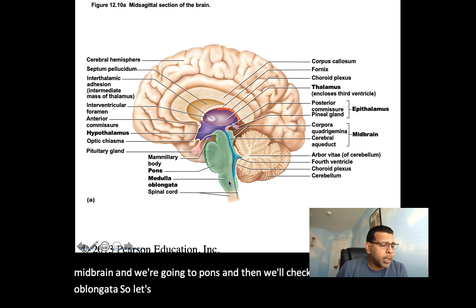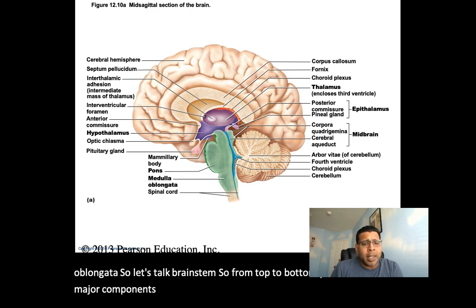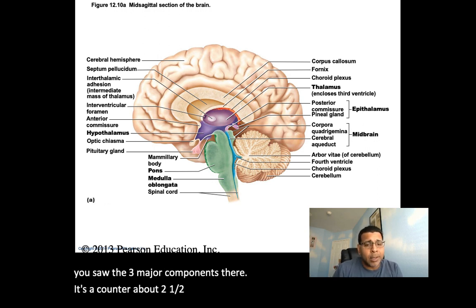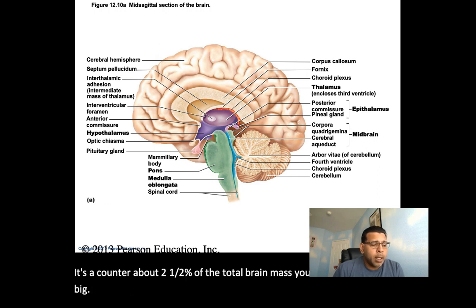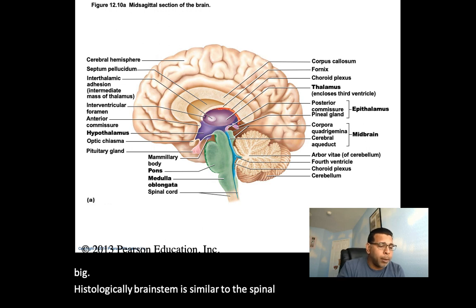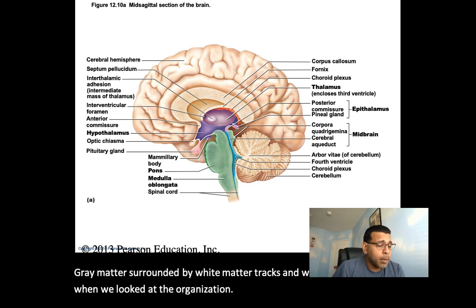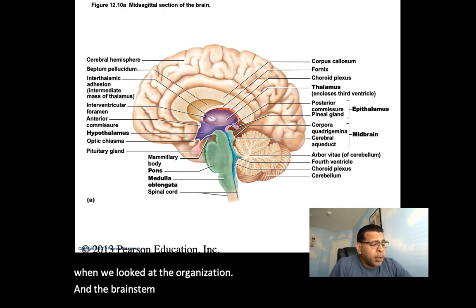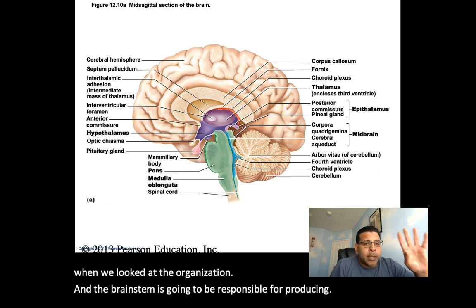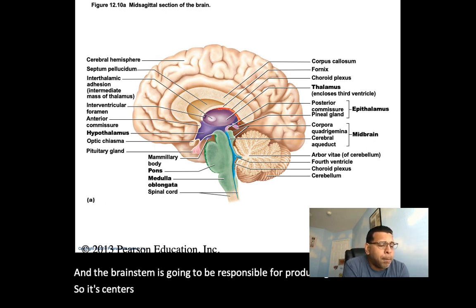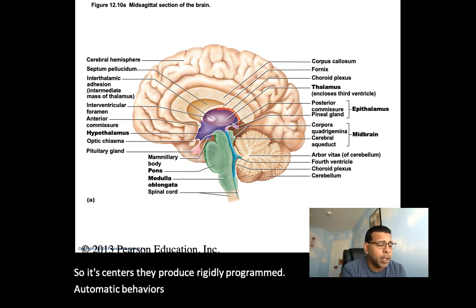So, the brainstem. From top to bottom, you saw the three major components there. It accounts for about 2.5% of the total brain mass. You can see it's not that big. Histologically, the brainstem is similar to the spinal cord, where you have deep gray matter surrounded by white matter tracts. We looked at that when we looked at the organization. The brainstem's centers produce rigidly programmed automatic behaviors that are necessary for survival.